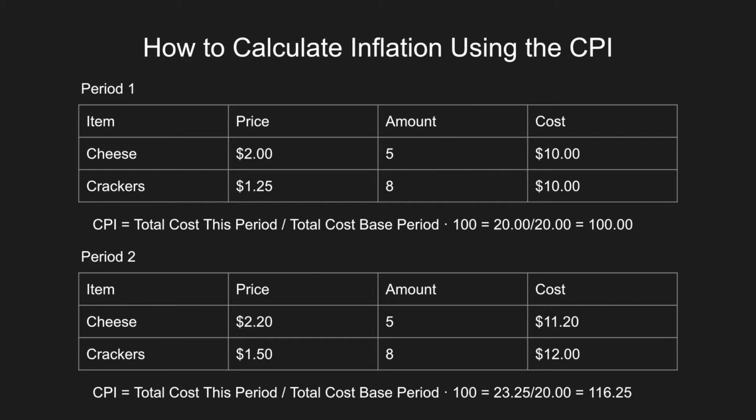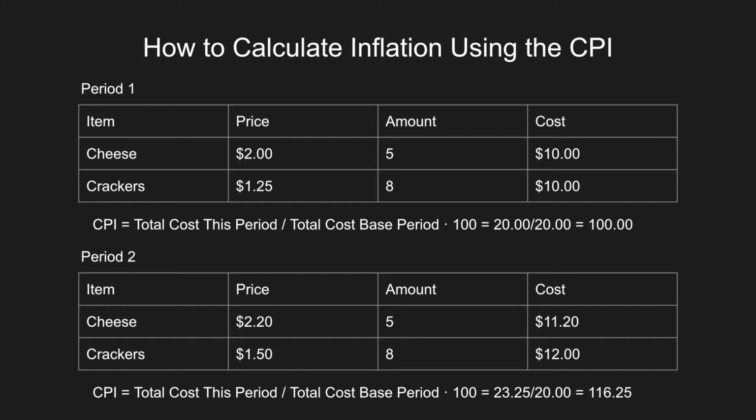Consider a simple example where the typical household in the economy consumes 5 packages of cheese and 8 boxes of crackers in a month. If the price of cheese rises to $2.25 from $2, and the price of crackers climbs to $1.5 from $1.25, then the CPI rises to 116.25 from 100. The calculations are shown below.